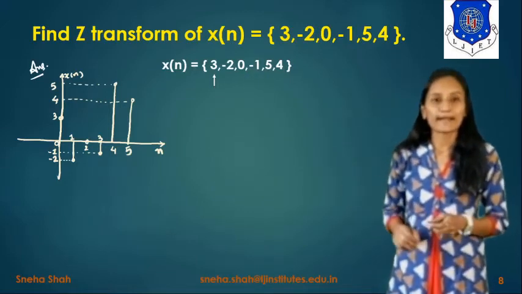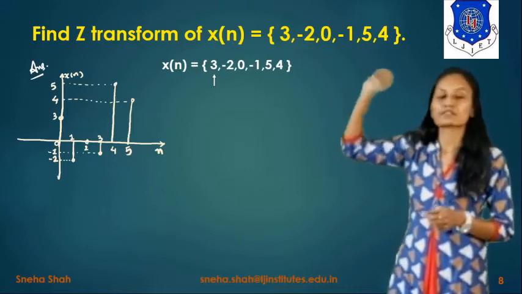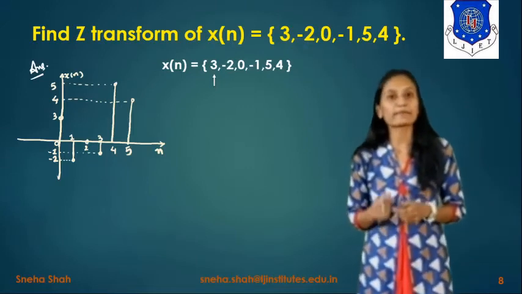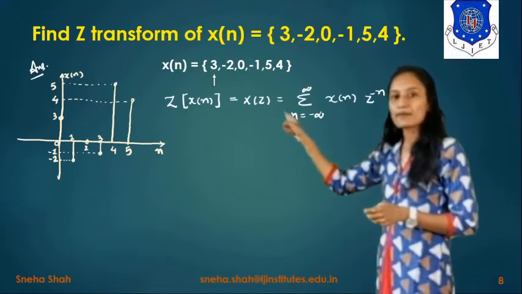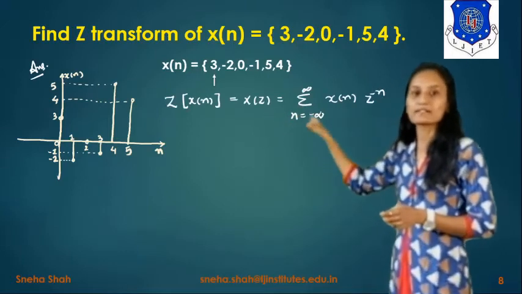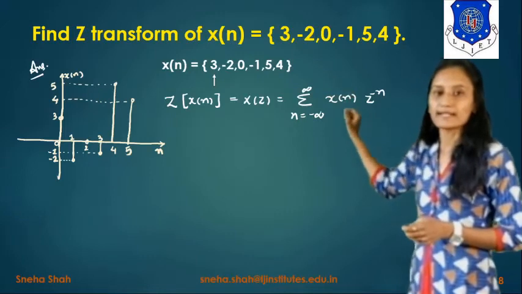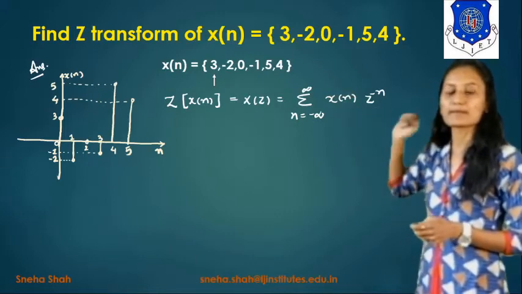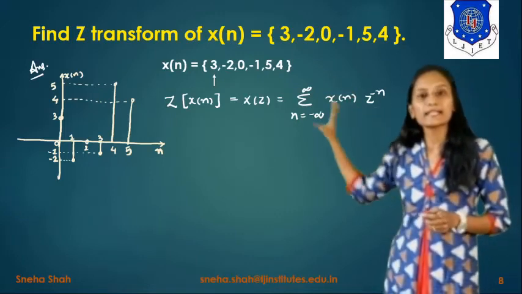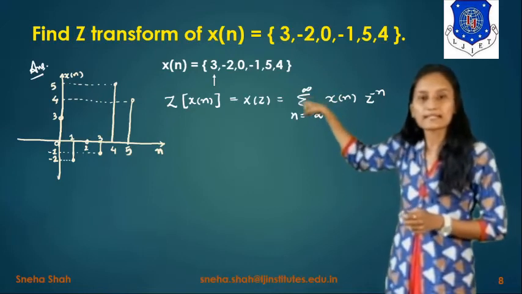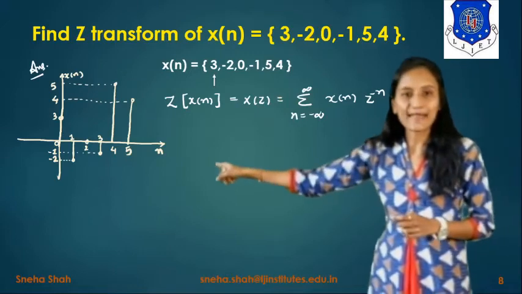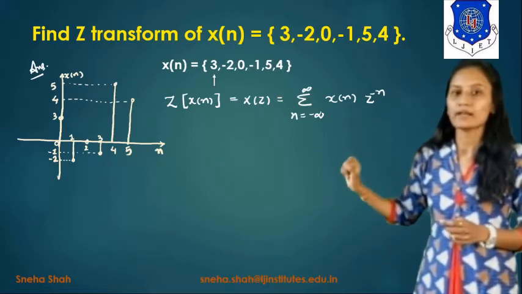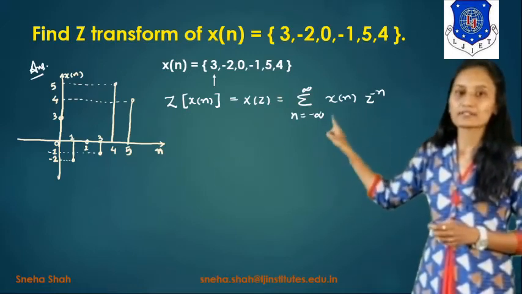Now, if you want to find the Z transform of this sequence, start with the equation of the bilateral Z transform. So what is the equation of it? Z transform of x of n equals to x of z equals to summation n equals to minus infinite to infinite x of n z to the power minus n, right? In this, we have to convert this range according to this graph. So what will be the range? From n equals to 0 to 5. So over here I can change the range of this.